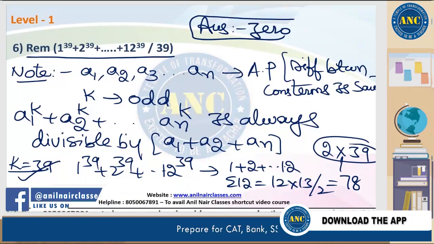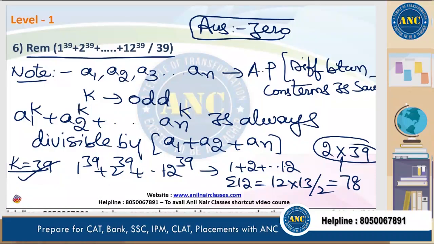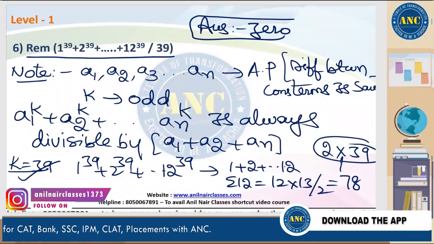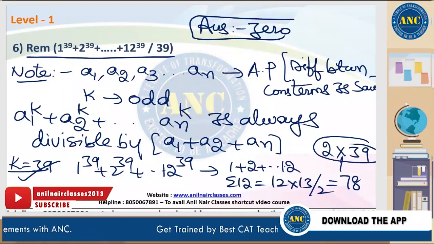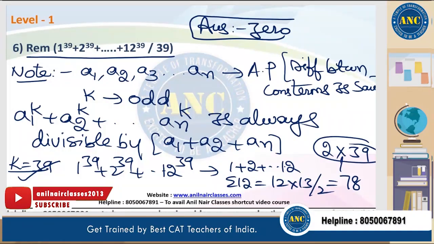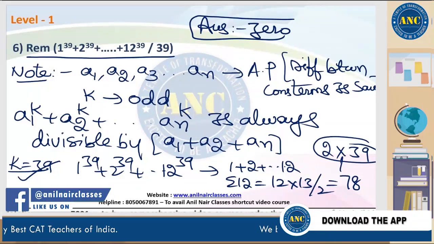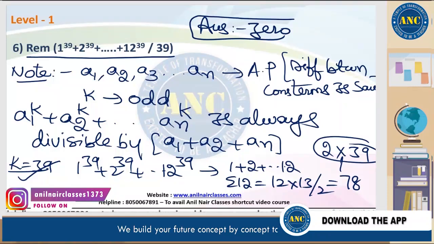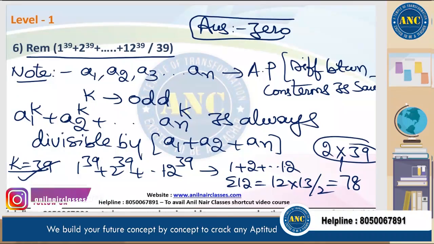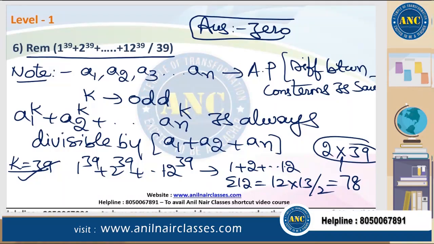If the power is an odd number and a1, a2, a3 and so on up to an are in arithmetic progression, meaning the difference between consecutive terms is the same, then a1 power k plus a2 power k plus an power k is always divisible by the sum of the bases, a1 plus a2 plus a3 and so on up to an. I hope this concept is clear.